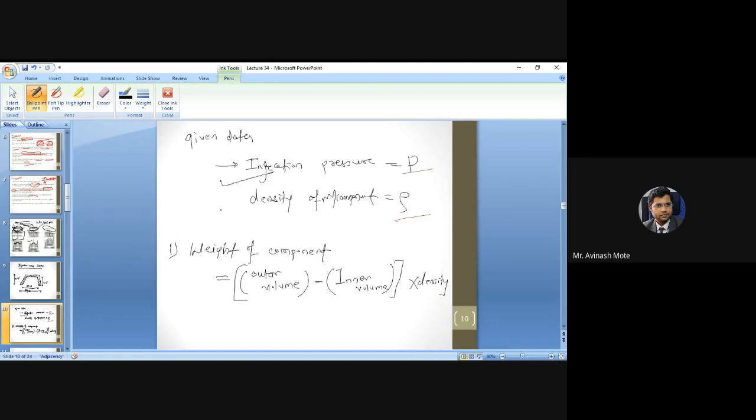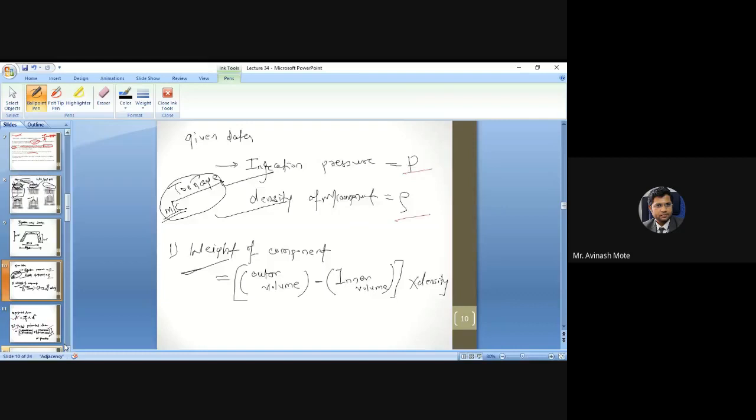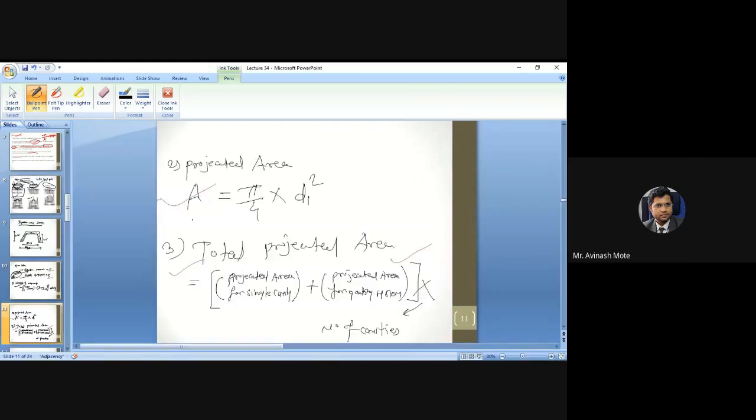The parameters required to solve the problem are as follows. First of all, injection pressure will be given, density of the component will be given, and the tonnage capacity of the available machine will also be given. First, we have to calculate the machine capacity as per our dimensions, and then compare it with the available machine capacity. So we have to calculate the weight of the component initially, then calculate the projected area.